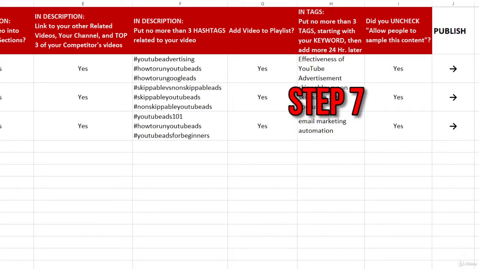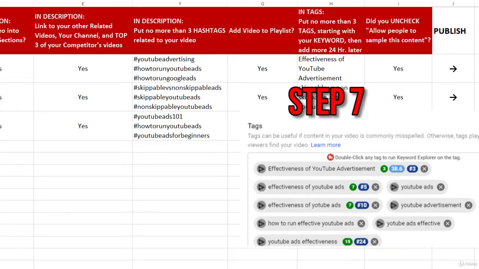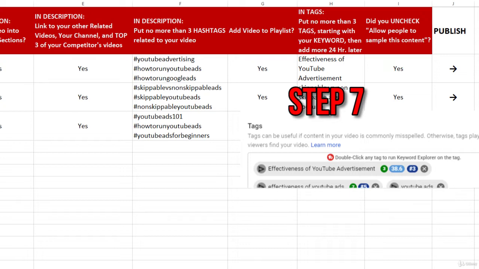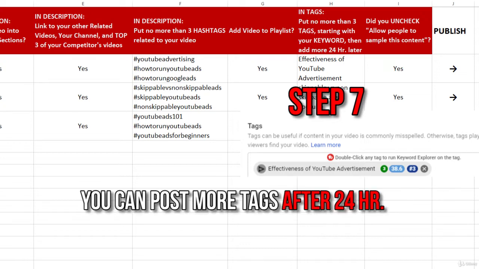Seventh is the hardest to do and yet also the easiest to do, which is to put no more than 3 tags starting with your keyword. Even if you are tempted to put more, it's best to be laser focused on the keyword tags you want to rank for within the first 24 hours, and then add more later on.